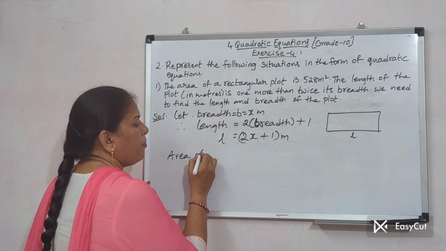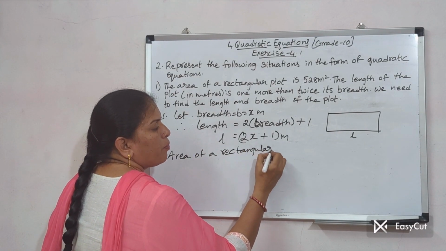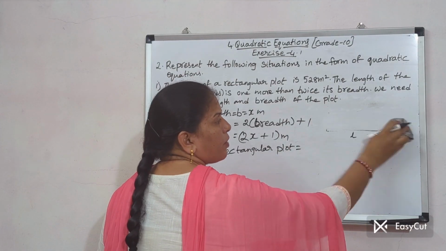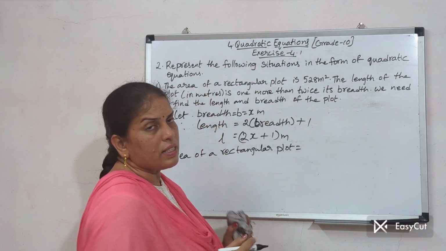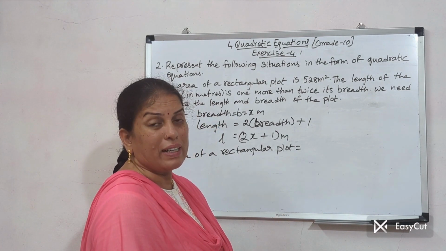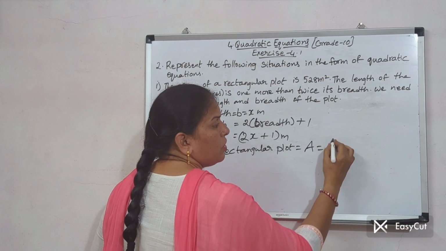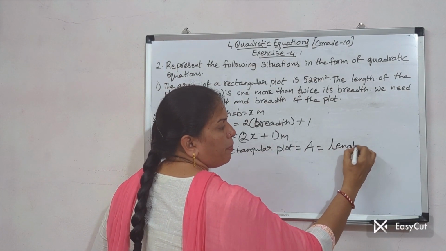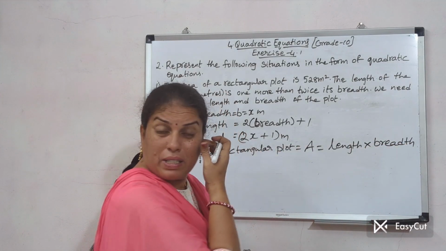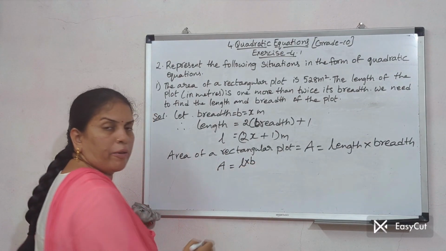Area of a rectangular plot is equal to, what is the area of the rectangular plot? Area of the rectangle is 2 into L plus B. Is that the area? No, that is the perimeter of a rectangle. Area is equal to length into breadth. Length into breadth. This is the formula. Compulsory you must learn. A is equal to length into breadth, means L into B.